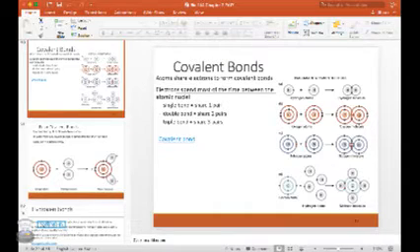Okay, so a covalent bond is when we share electrons, and here we have a hydrogen atom and another hydrogen atom sharing electrons right here in the middle. And then here we have oxygen atoms sharing 2 pairs of electrons. We've got nitrogen atoms sharing 3 pairs of electrons. Okay, and these are regular covalent bonds. Okay, these are non-polar covalent bonds.